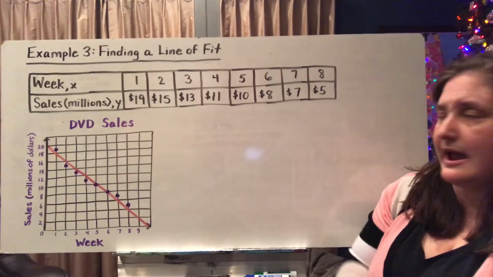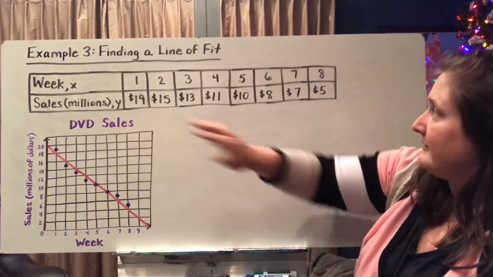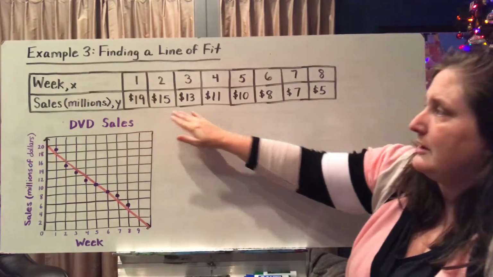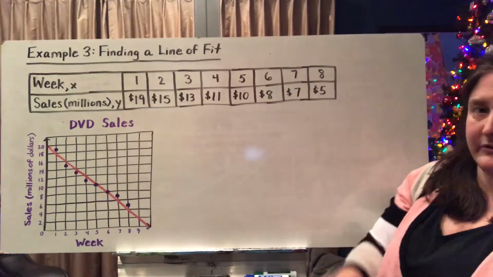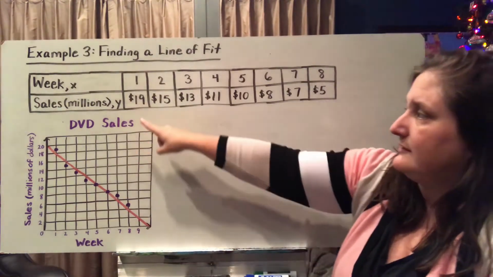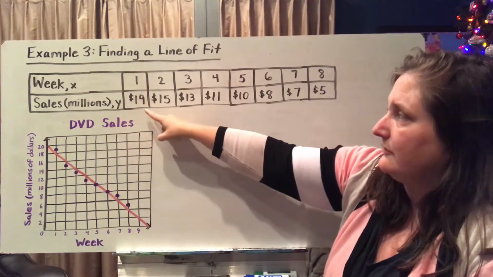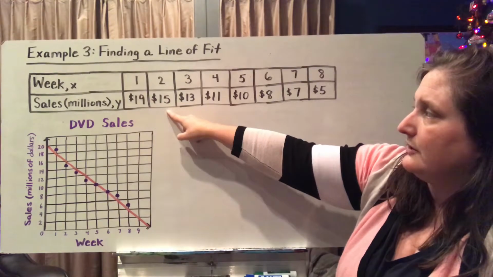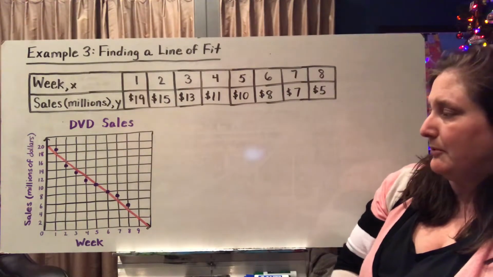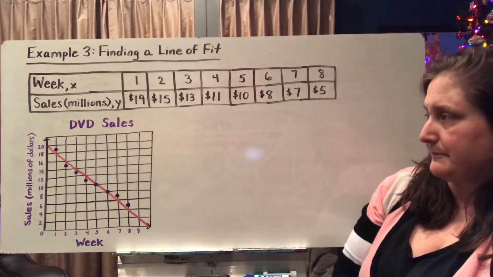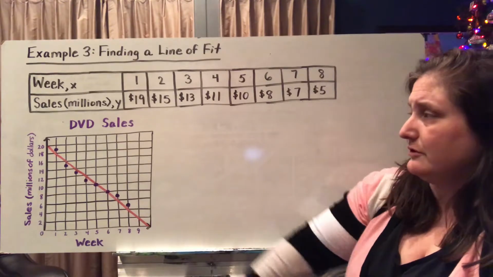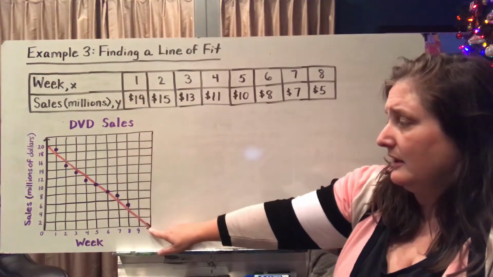All right, so here I have some data. It's 8 weeks of data, and it's telling us how many sales there were in millions of dollars. So DVD sales. So in week 1, there were $19 million in DVD sales. In week 2, $15 million, and so on. So I've graphed all of these data points on my graph here. And I noticed that there was a negative correlation. So I drew in what I thought was a line of fit.